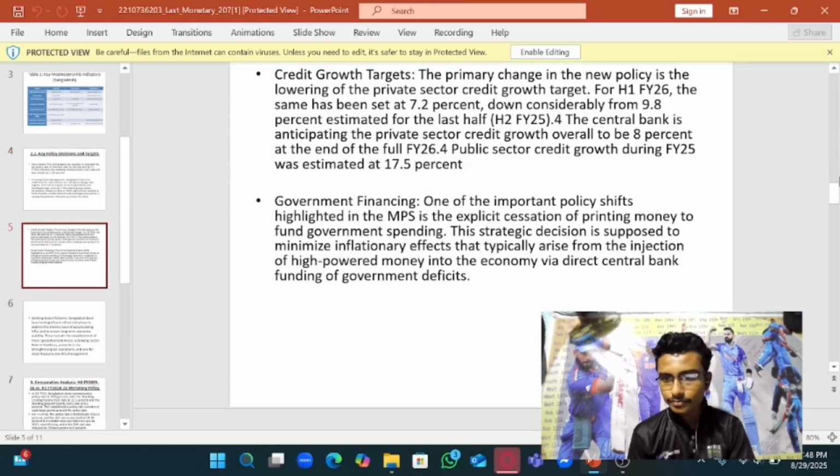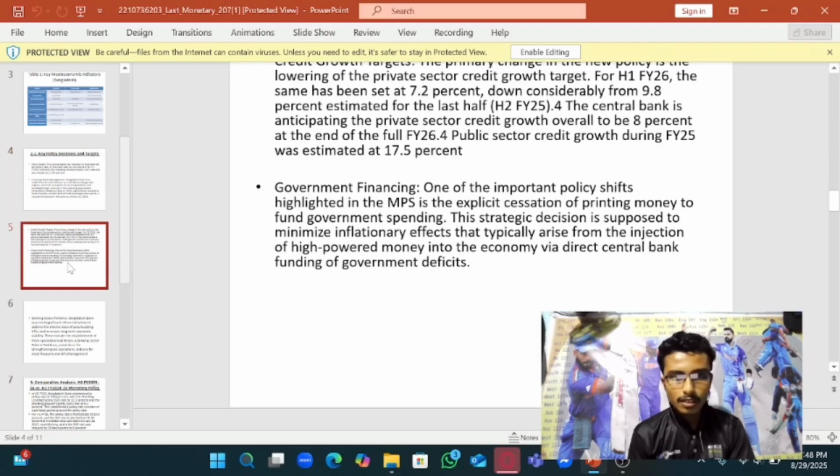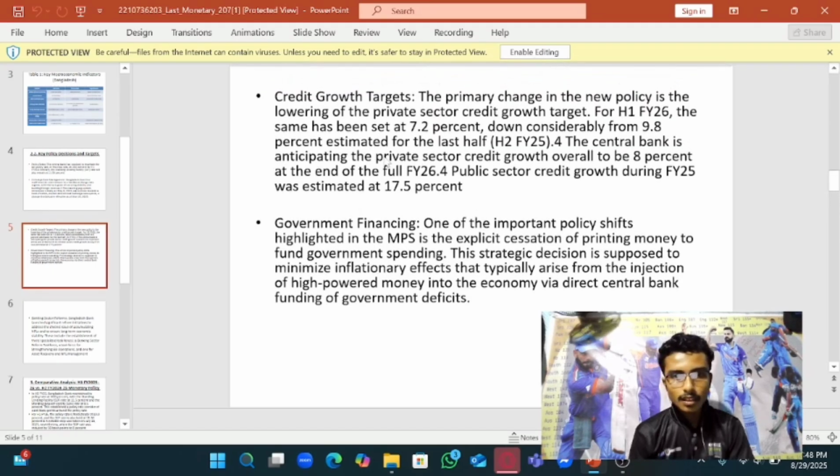Next is credit growth targets. Credit growth target: the primary change in the new policy is a lower private sector credit growth target for the first half of fiscal year 26, at 7.2%. Here is some mention by me: 9.8% was estimated for the first half of fiscal year 25, but the central bank is anticipating how the private sector should work and how this procedure should recycle.